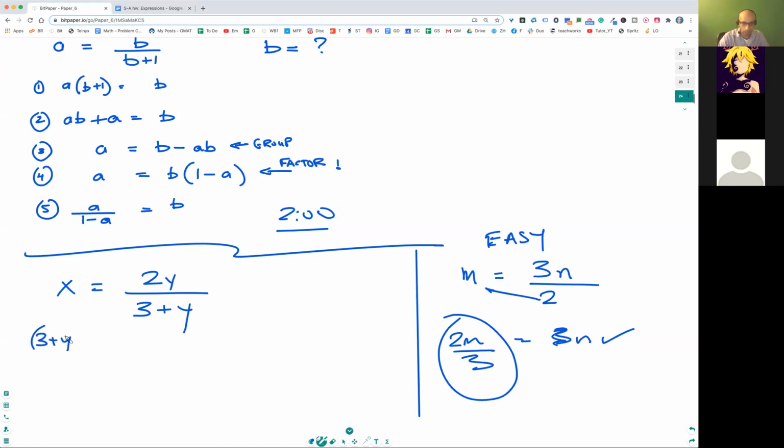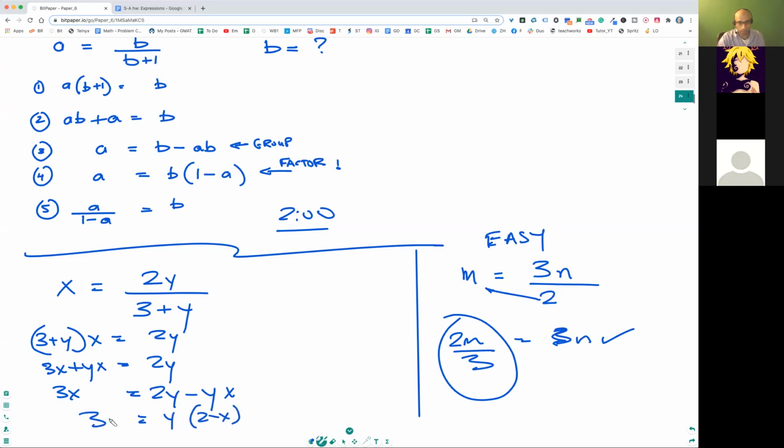3 plus y times x is equal to 2y, right? That's your first step here. Your second step is going to be 3x plus yx is equal to 2y. Now, remember, try to bring this to the other side. So you get 3x is equal to 2y minus yx. Now you factor it, you're going to get this guy, right? And then the last step, you're going to bring this to the other side. So you get 3x over 2 minus x is equal to y.